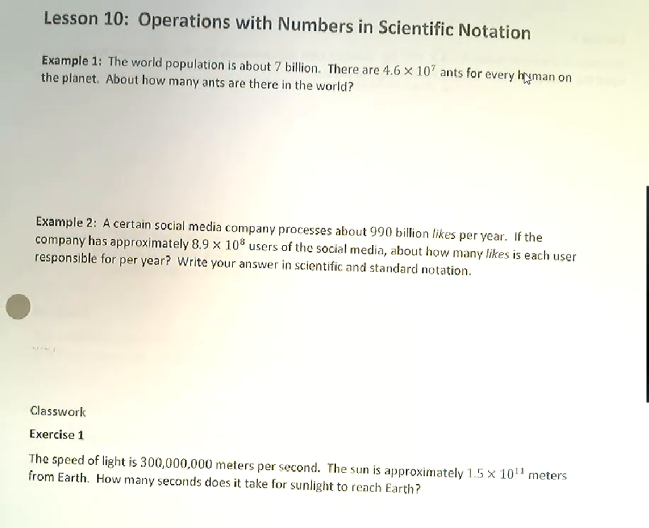The world population is about 7 billion. There are 4 and 6 tenths times 10 to the 7th ants for every human on the planet. About how many ants are there in the world?